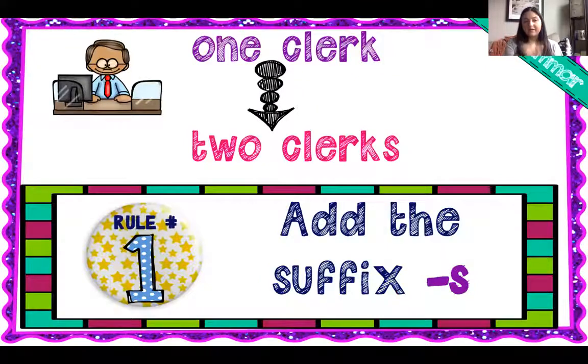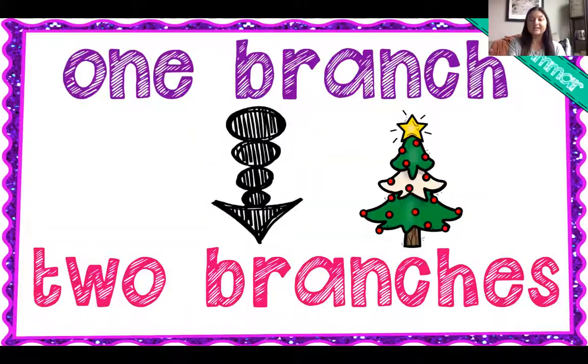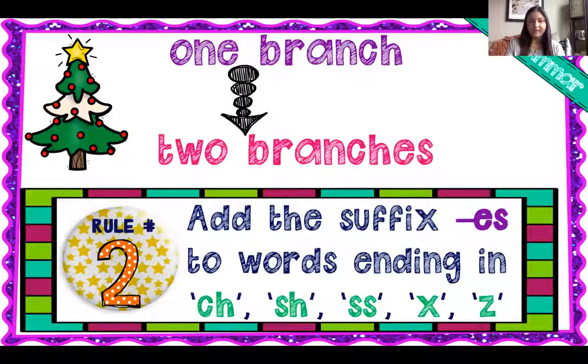Next one, oh yeah, perfect. So I'm adding the suffix S. Next one, one branch, two branches. Okay, for this one, we know that if it ends in CH, I need to add ES. So if it ends in the letter X, SH, or CH, I have to add ES. All right, so one branch becomes two branches for words that end in CH, SH, X, SS, or Z.